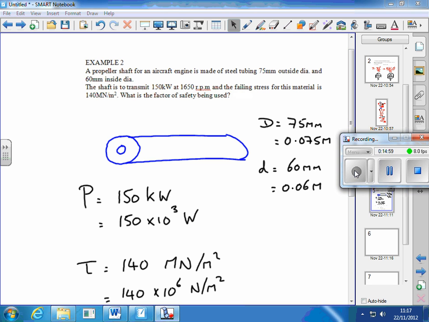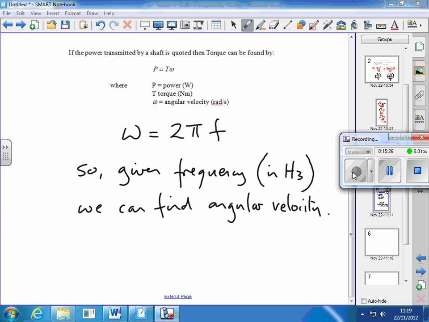To help us find the angular velocity, we're given the frequency. And the frequency effectively is this, 1,650 RPM. And we want that frequency in hertz. So we need to convert the frequency to cycles per second, revolutions per second, and then use a formula that relates the angular velocity and the frequency, which is that omega equals 2 pi times the frequency. So we could put this formula, omega equals 2 pi f, together with the power formula, power equals torque times angular velocity, to be able to find the angular velocity given the frequency.